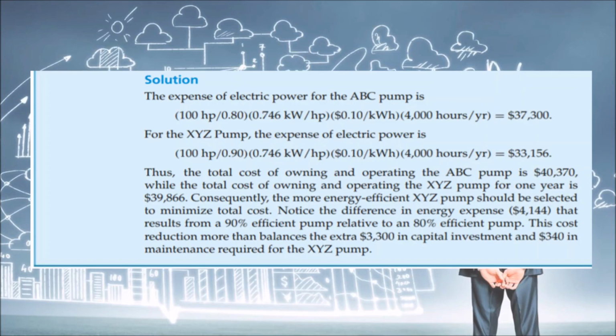Notice the difference in energy expenses, that is $4,144, that results from a 90% efficient pump relative to an 80% efficient pump. This cost reduction more than balances the extra $3,300 in capital investment and $340 in maintenance required for the XYZ pump.